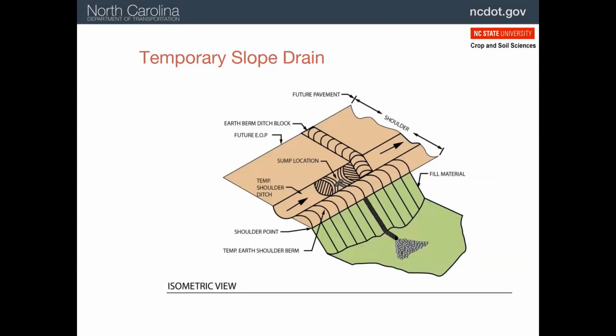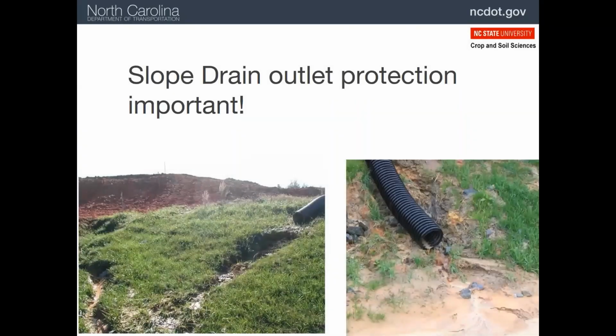This is another view which shows that earth berm, preventing the flow from bypassing. It also shows the rock lining at the bottom to prevent scour when the water is released from the pipe. Speaking of scour, here's a couple of examples of what happens if you don't place stone at the bottom when you release that water from a slope drain.